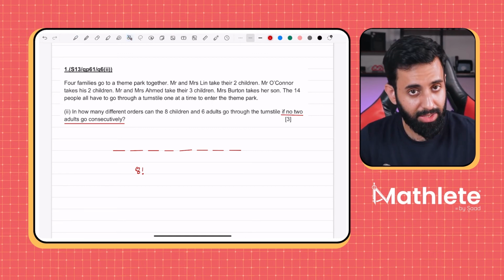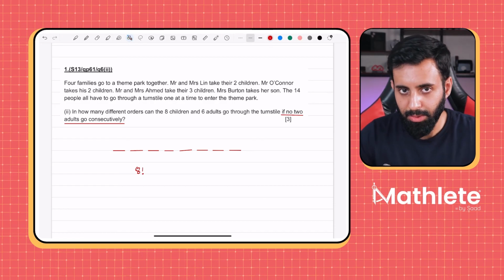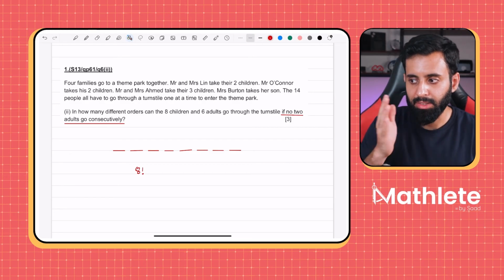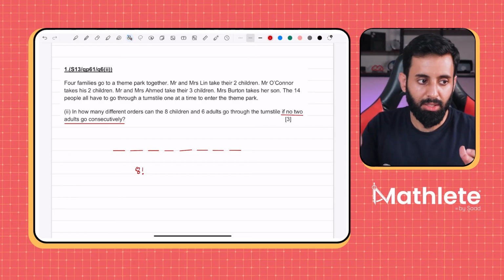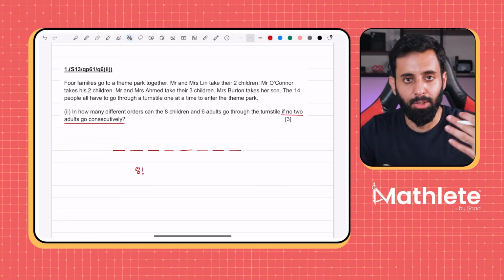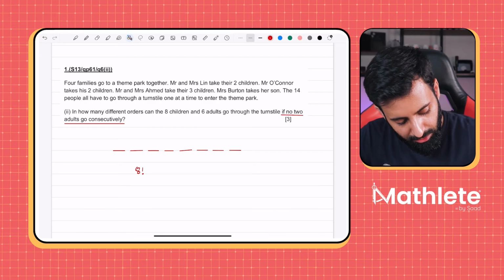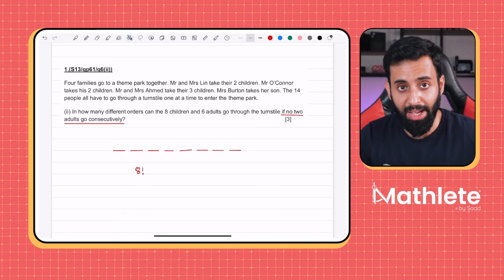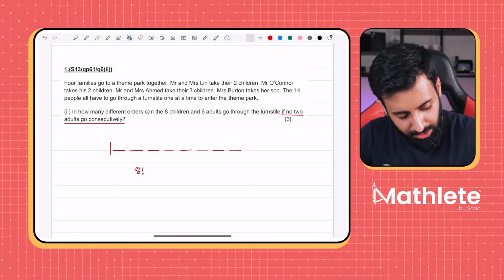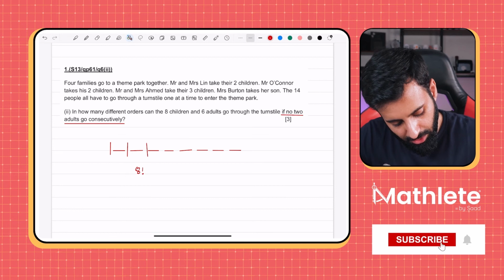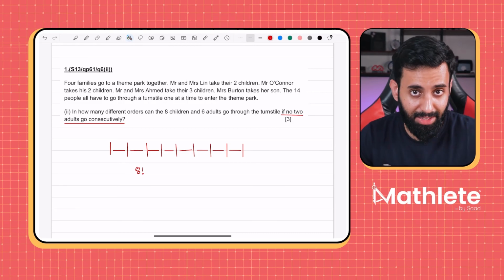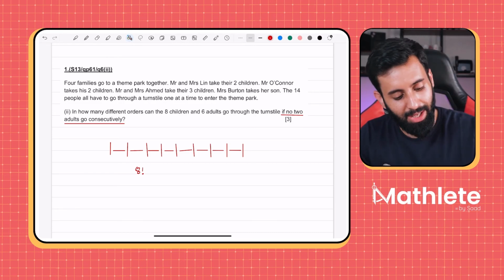Okay, but as far as the adults are concerned, because no 2 adults want to go together, there has to be a child in between. So if there's an adult, there's got to be a child. An adult, maybe 2 children. So what shouldn't happen is that you shouldn't have an adult follow an adult. So that means the places where we can have the adults are in between the children that we have already. So let's count the number of spaces. We have 1, 2, 3, 4, 5, 6, 7, 8, 9. So that means we have 9 spaces. And how many adults do we have? We have 6 adults.